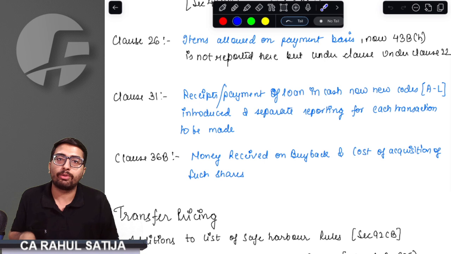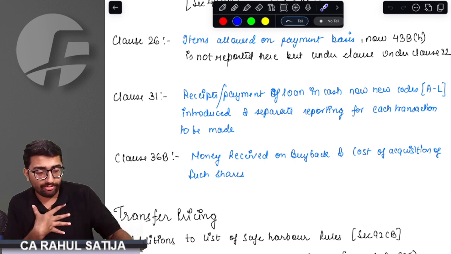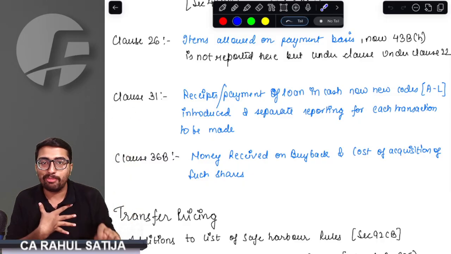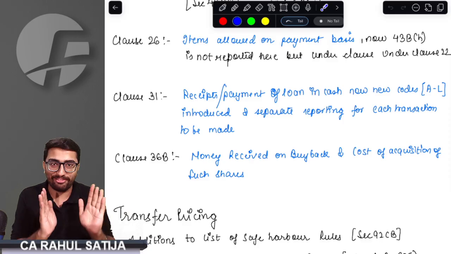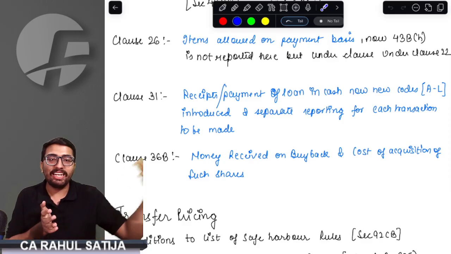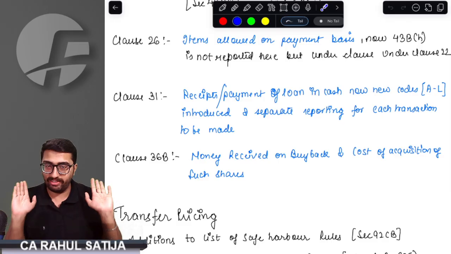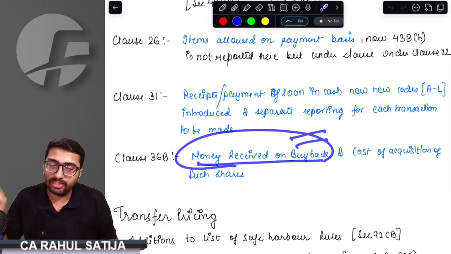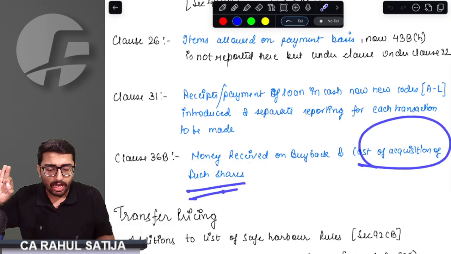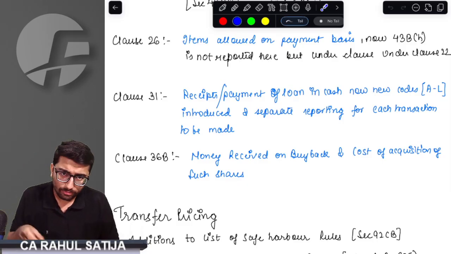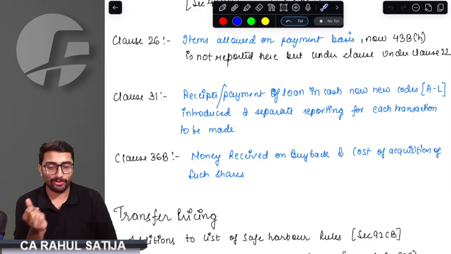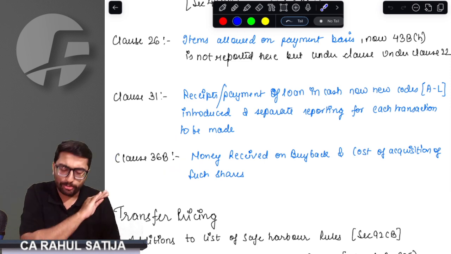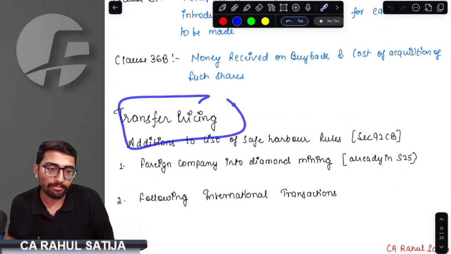Under clause 36B, what it requires us to report: if you have any shares and those shares have been bought back by a company. If you remember, under section 2 clause 22 subclause F, it is considered deemed dividend. Any money received on account of buyback is deemed dividend. So whenever you receive any sum on account of buyback, you have to mention the amount received. The second thing is the cost of acquisition of such shares. At what cost you bought those shares, you have to report it. Did you get this point or not? So 36B only requires buyback related reporting. That's it. These were the basic ones.